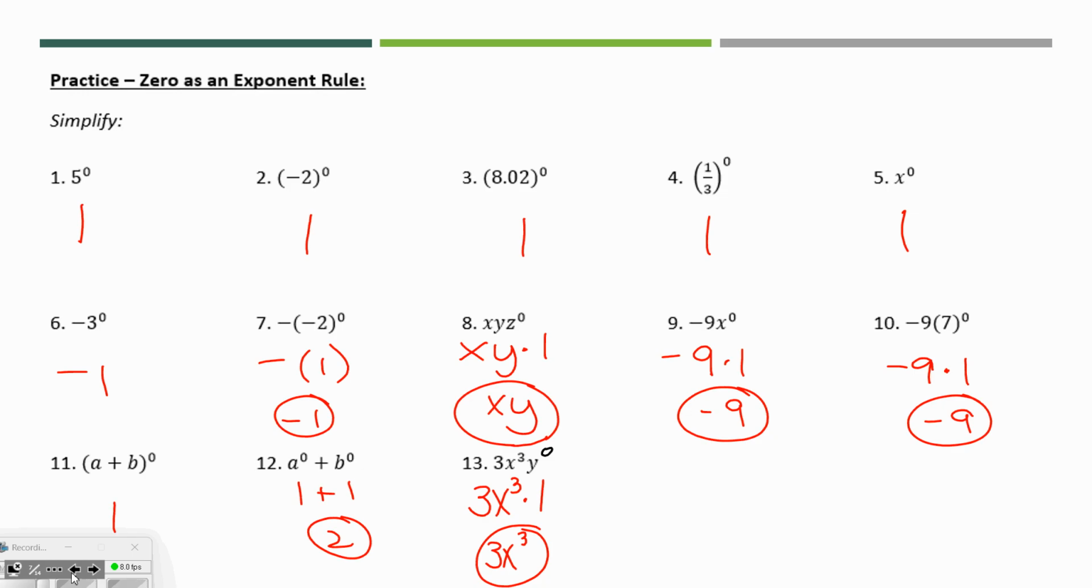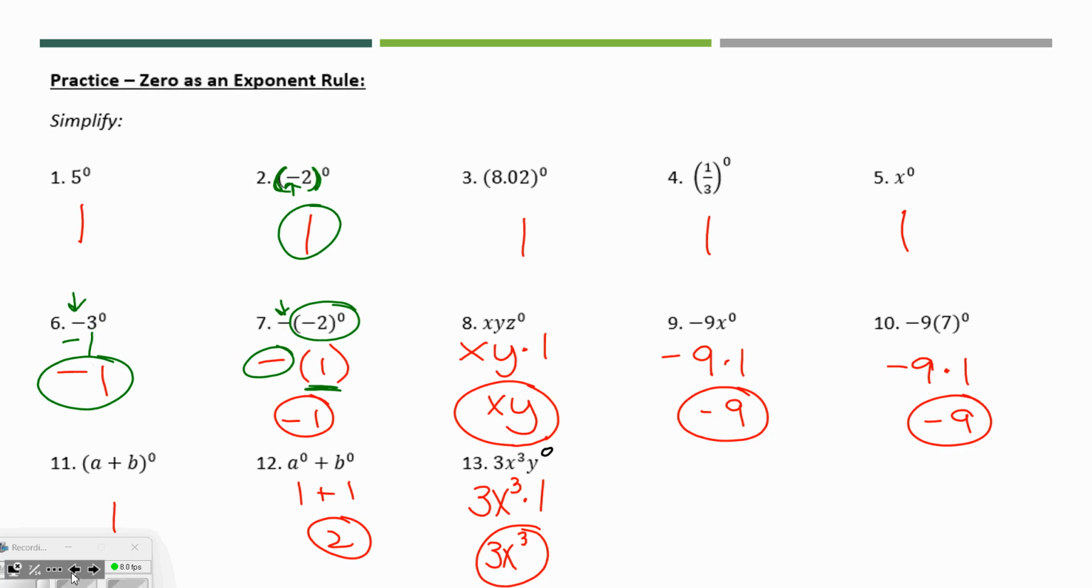Look at number 2. Number 2, I have the parentheses, and the negative is in the parentheses, right? So that whole thing is 1. As opposed to number 6, do I have a parentheses? No. So number 6 is saying the opposite of 3 to the 0. Well, 3 to the 0 is 1. What's the opposite of that? That's how we get that negative 1, right? And then even things like number 7. Number 7, this is the opposite of negative 2 to the 0, right? Negative 2 to the 0 turns into 1. We want the opposite of it, so that's how we get negative 1.